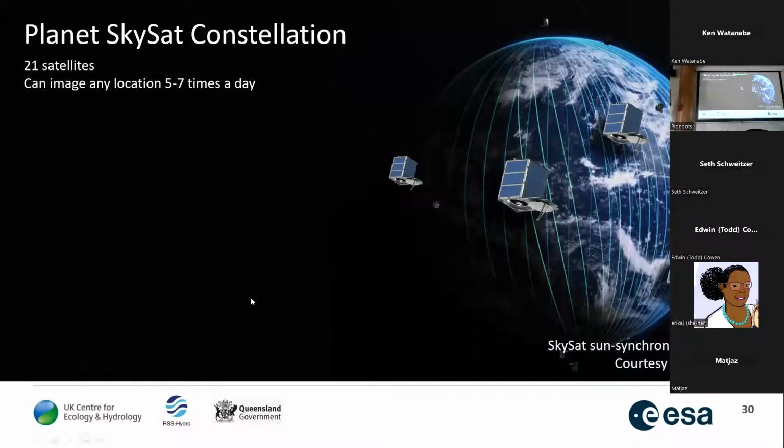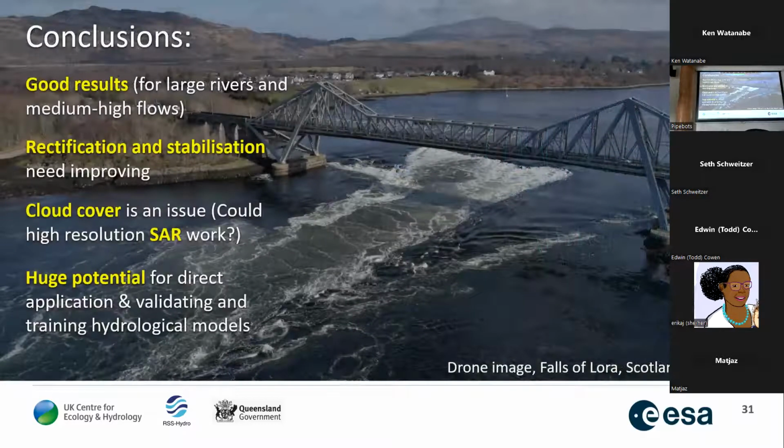I think I already mentioned this, but there are 21 satellites, so they can genuinely image any part of the planet multiple times a day. We're on to the closing stages here. So, conclusions: good results for medium and large rivers. If you can measure a UK scale river, what we think is large is not large in the rest of the world. So that's pretty impressive.